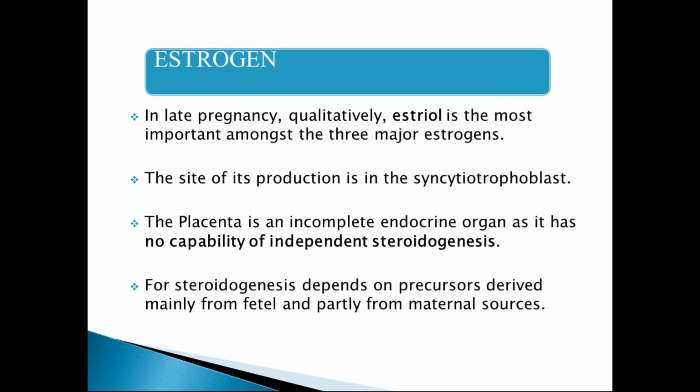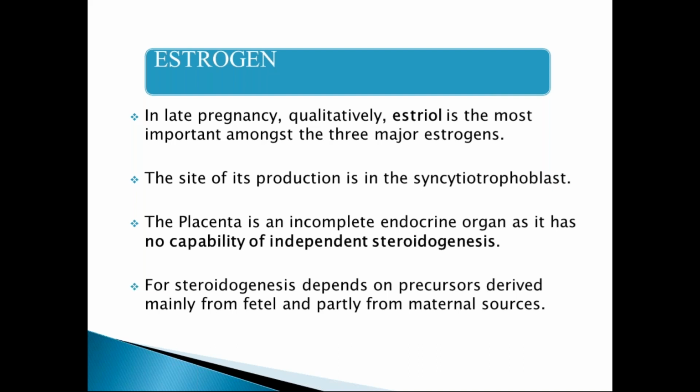Coming to the steroidal hormones. The main steroidal hormones are estrogen, progesterone, and cortisol. So we are dealing with estrogen and progesterone. Coming to the estrogen, in late pregnancy, qualitatively there is more estriol among the three major estrogens. What are the three major estrogens? Estrone, estradiol, and estriol. Estriol qualitatively contributes the major portion in late pregnancy.